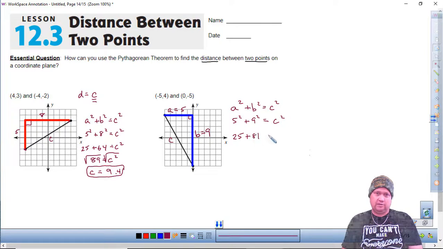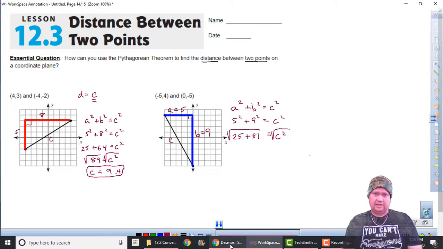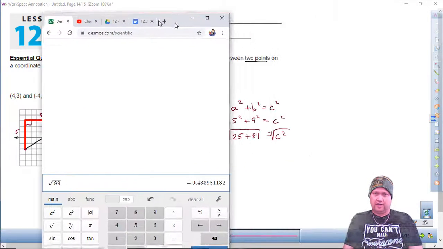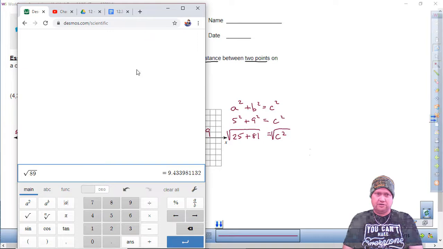And at this point, I'm going to show you something else. The last step, of course, is to take the square root. If you want to be even a little extra lazy, we don't have to add the 25 and the 81. I'll go ahead and pull that calculator up. I'll take it away in a second.